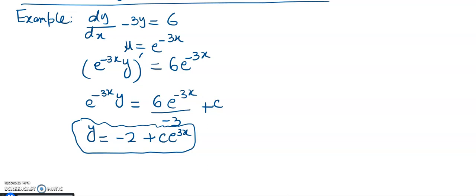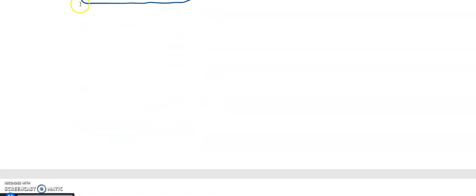Okay, so take another example. So this was example 2, previously it was example 1. So take another example and let's solve one more problem. Example 3.